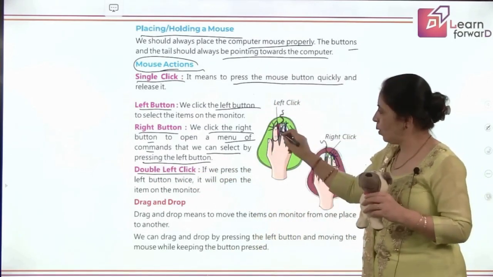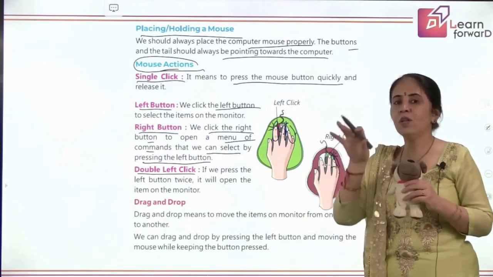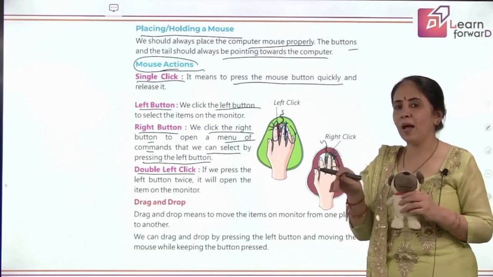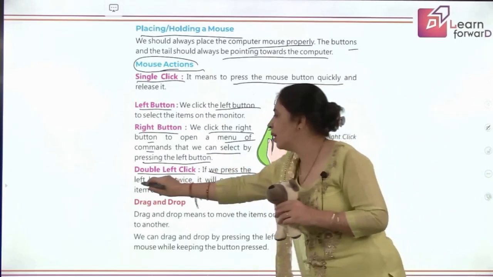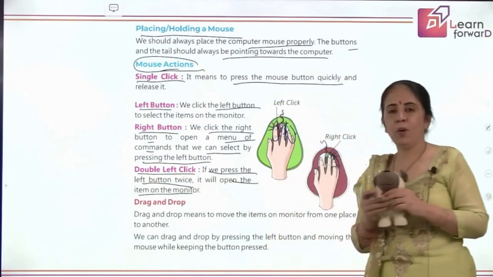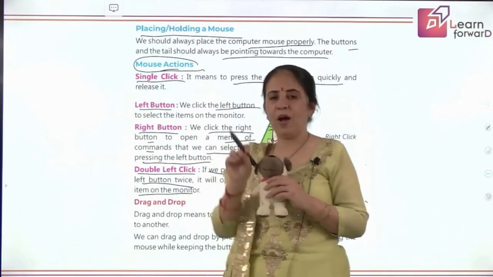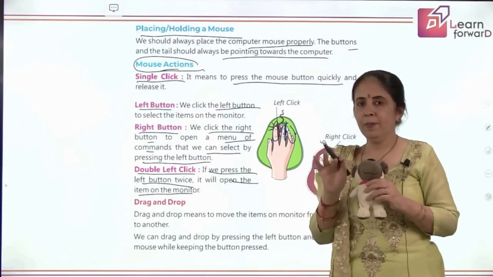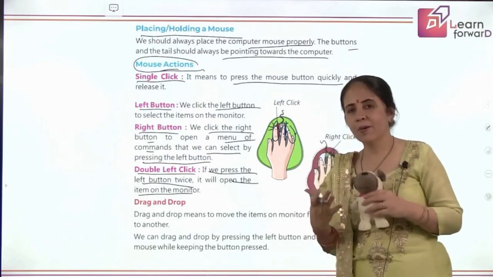So you have learned how to single left click. Now we come to double click of the left button. So double click means just clicking the forefinger 2 times quickly. So if we press the left button twice, it's going to open the item on the monitor. That means on whatever folder or file you put it, and you double click on the left button, that particular file is going to open, right?